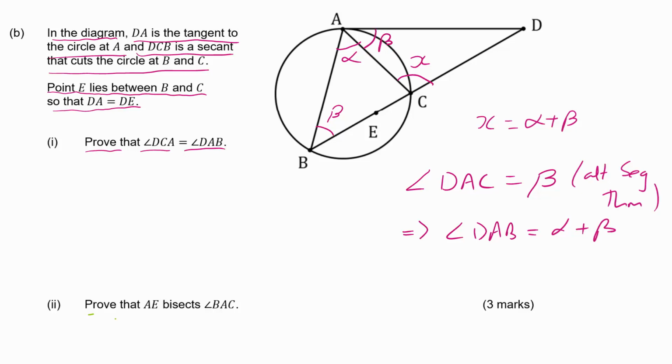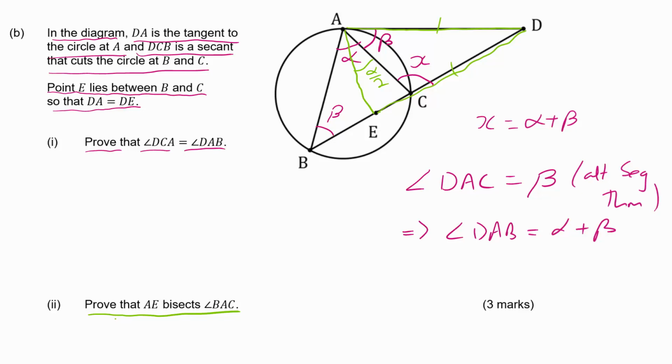We now want to prove that AE bisects the angle BAC. So AE is the line across here. What we're trying to show then is that this angle here is alpha divided by 2, so that it bisects the angle. Remember that in the information it said that AD and DE are equal in length. So we have an isosceles triangle.